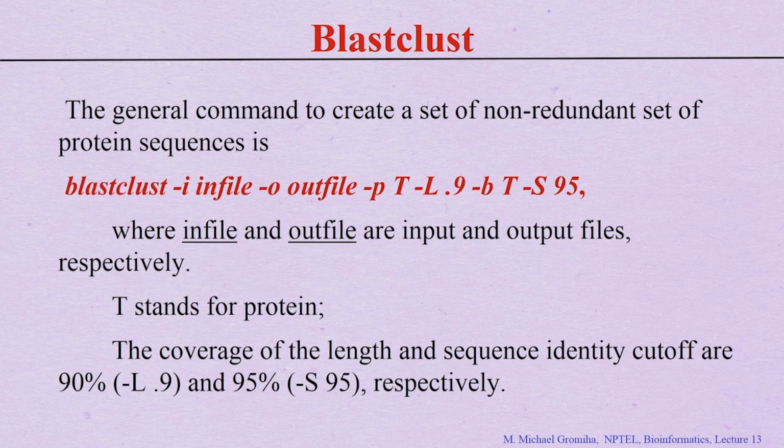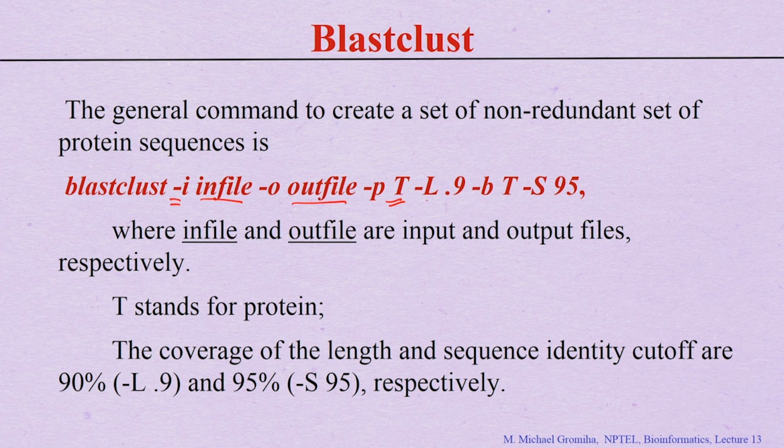Then here is the command which you can use to extract the data. This uses the standalone program, and you can get the non-redundant sequences using this. Here, -i is the input file, and -o is the output file. Then we get some options: -p T, -L 0.9, -b T, -S 95. So, what does T stand for? Protein. For proteins they put T.